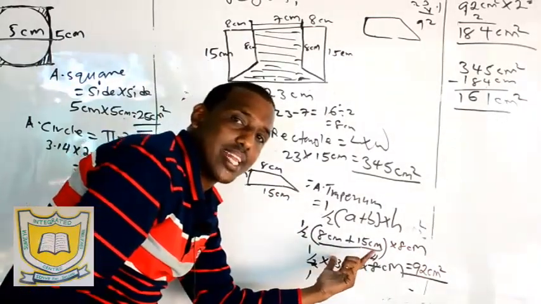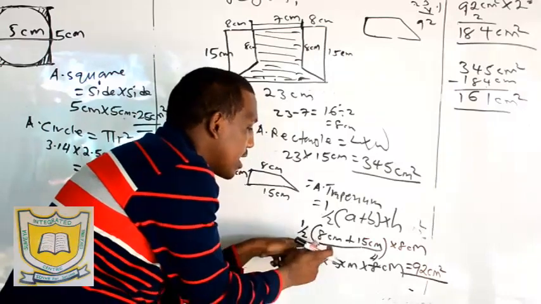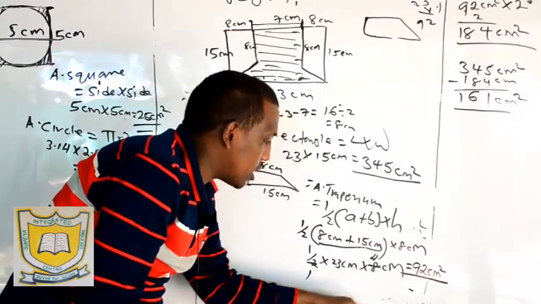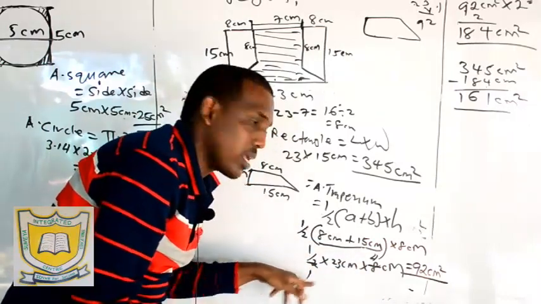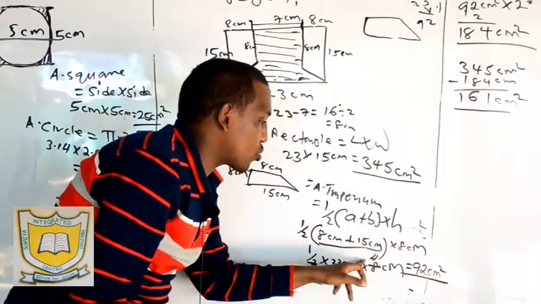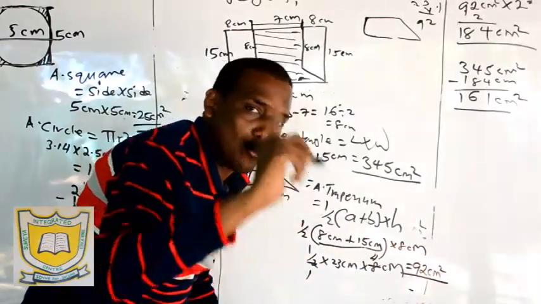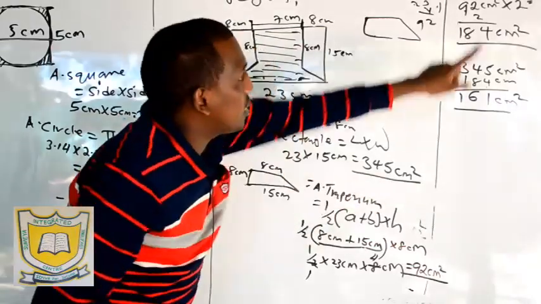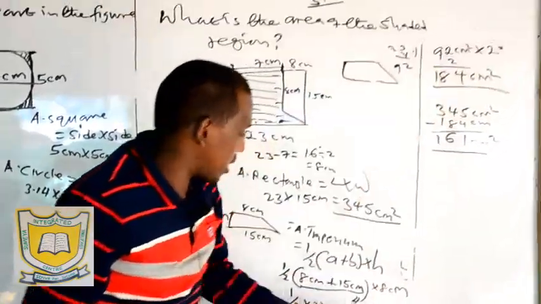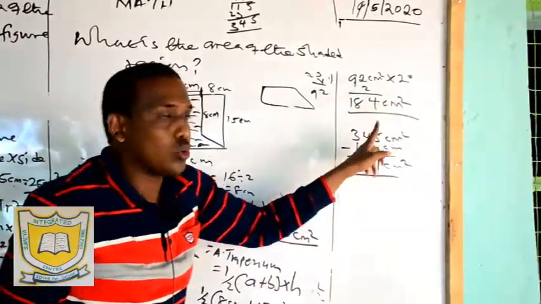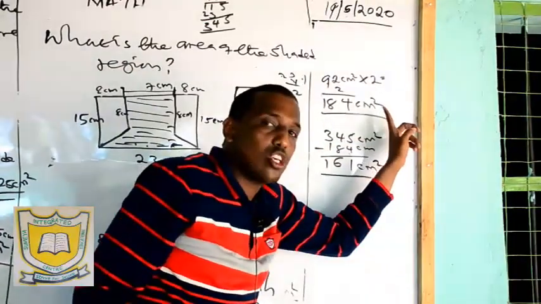You add what is inside the bracket. So you say a half, 8 plus 15 is 23, times 23 times 8. By 2, 1. By 2, 4. 23 times 4, you get 92. That is the area of one trapezium. Remember, there are 2. So 92 times 2, you get 184 centimeter squared.